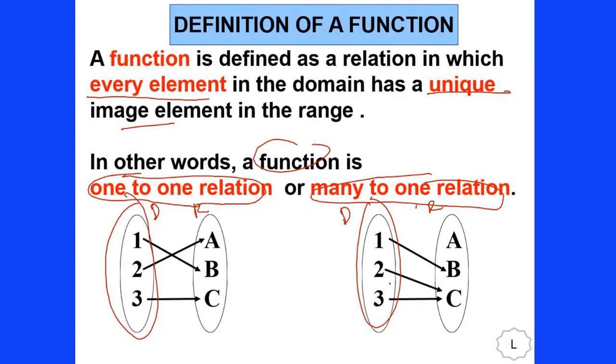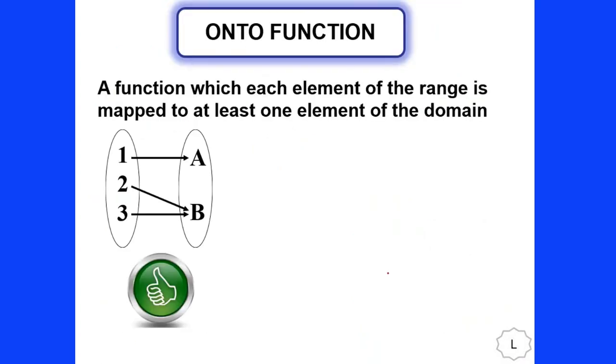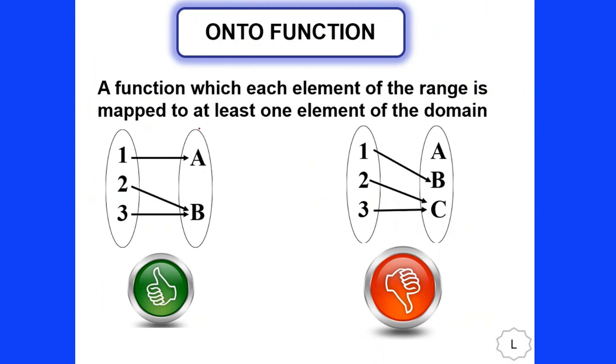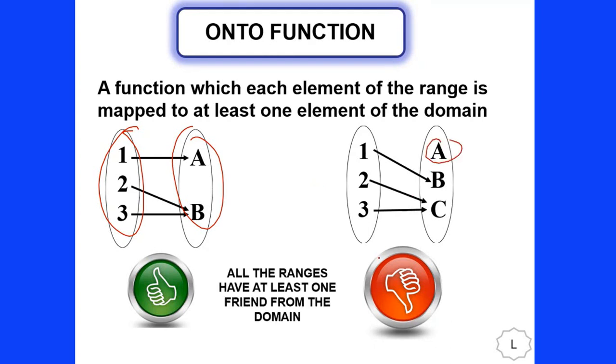So, onto function. A function in which every element of the range is mapped to at least one element of the domain. It means that all the elements are used, so we call it onto function. And this is onto function. This one is not used, so we cannot say this is onto function.